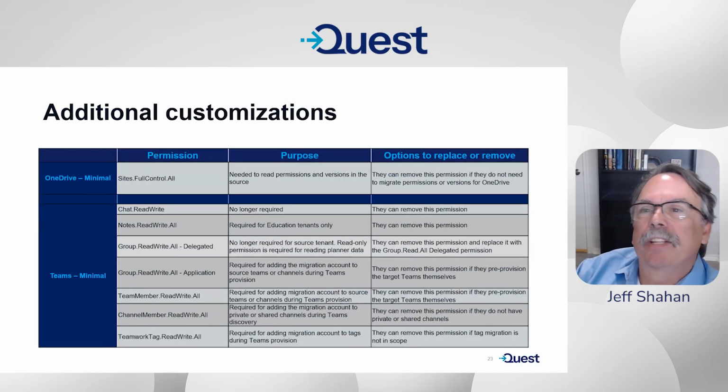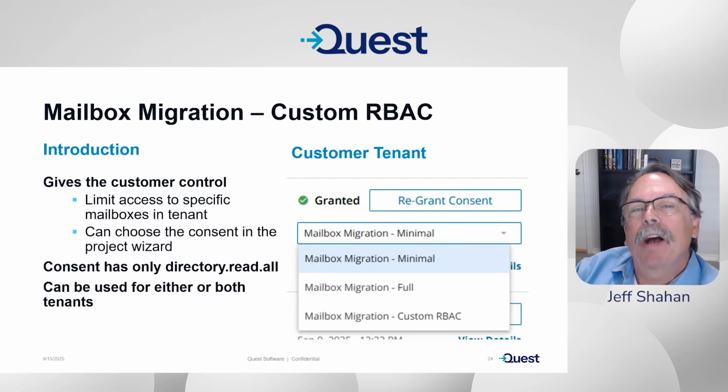So, additional customization. These are some additional consents that you could remove if you chose to. I commented on this as part of the presentation earlier, but here's a list. The mailbox migration custom RBAC consent will allow you to limit the mailboxes in the tenant. You can choose this consent as part of the project wizard, or you can do it directly from the tenant interface. The consent only has directory read all, and it's not even leveraging it.